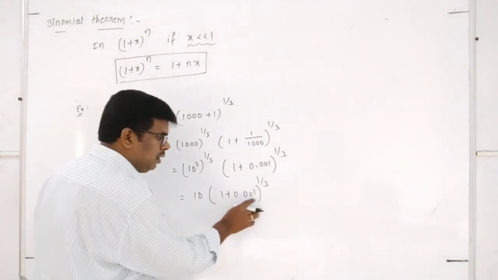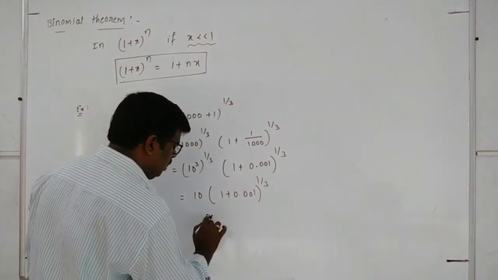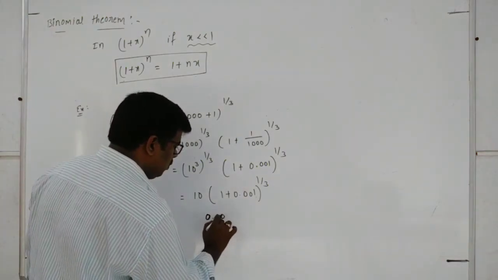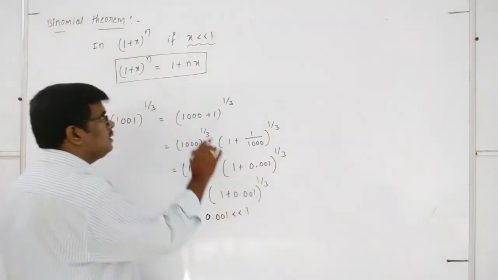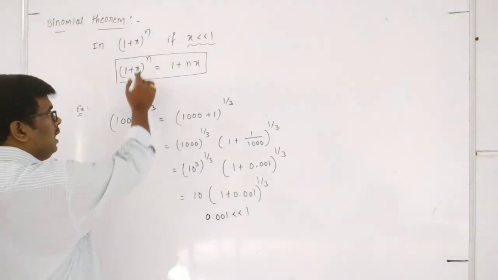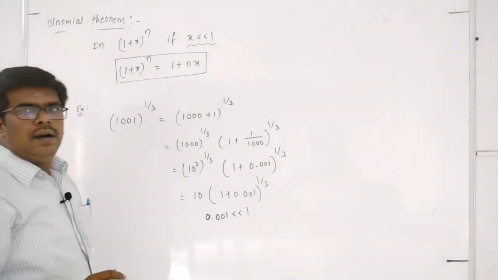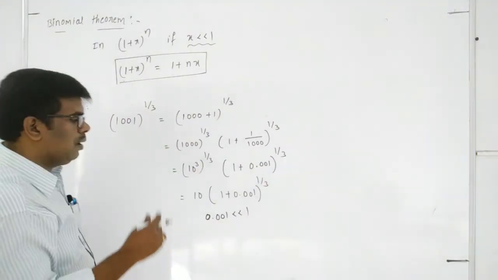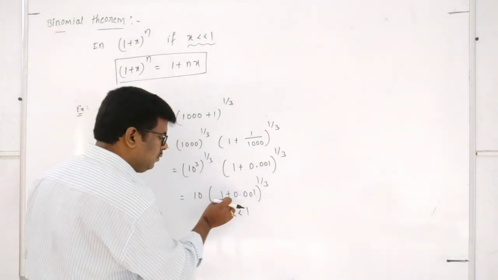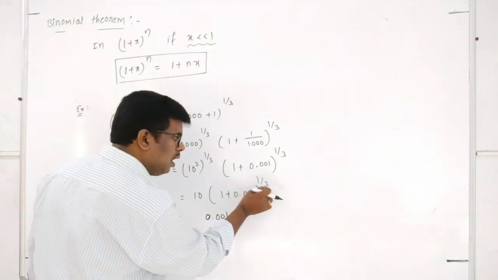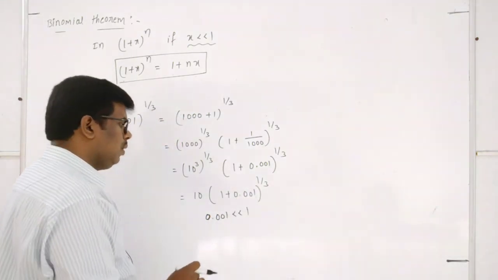This is the 1 plus x whole power n form. And x, if you observe, this x is very much less than 1 or not? 0.001 is very much less than 1. That's why 1 plus x whole power n is there and x is very much less than 1. What are you going to write? 1 plus x whole power n is equal to 1 plus nx. Now here this can be written as 1 plus n, n means 1 by 3, 1 by 3 into 0.001.